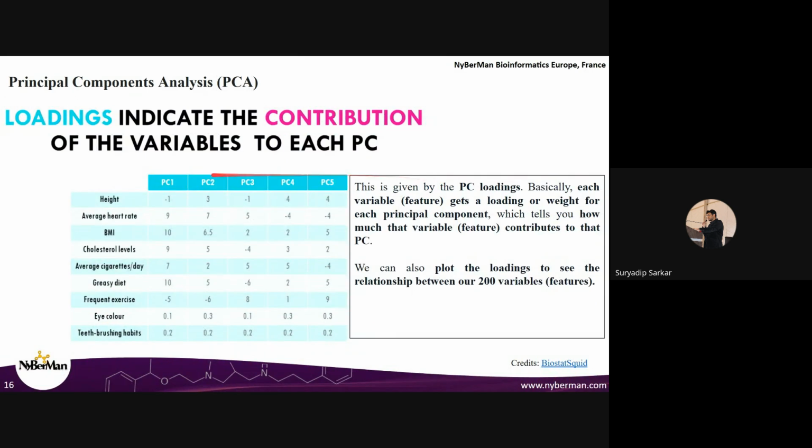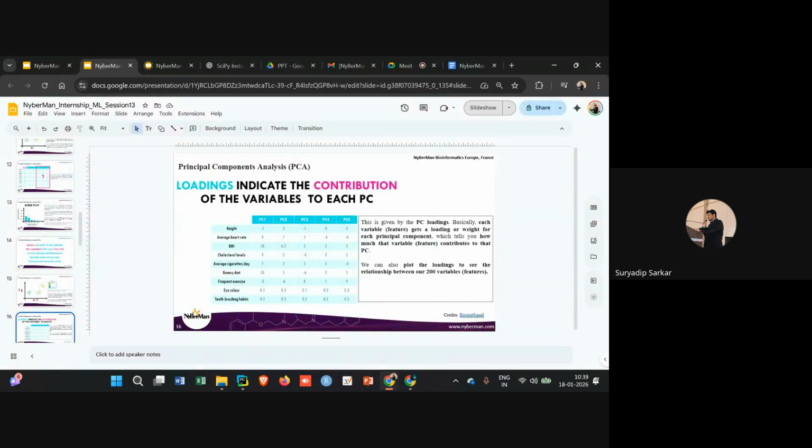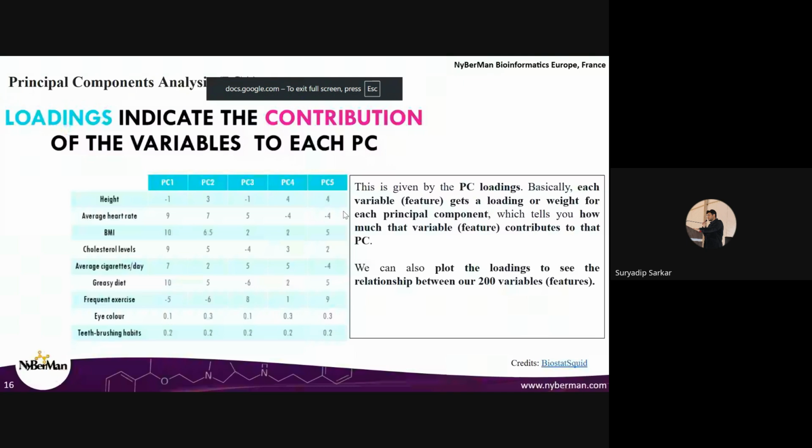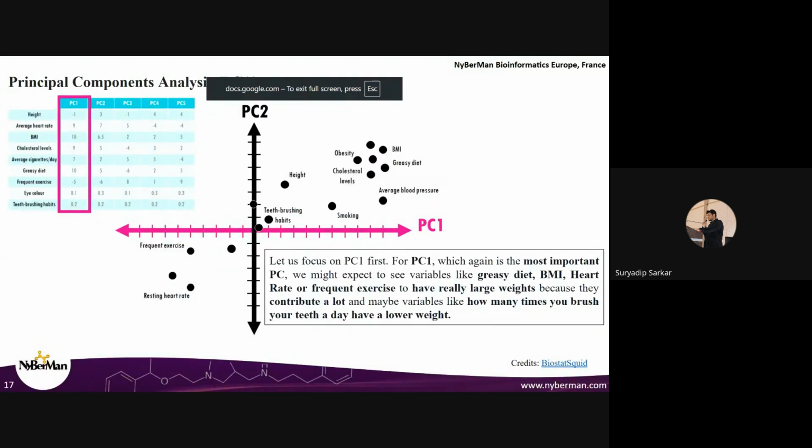So here for PC1, you see for height, the loading is -1. For average heart rate, the loading is 9. For BMI, the loading is 10, and so on and so forth. So loadings are nothing but a number that quantifies how important this feature is towards this principal component. That is what loading is all about. Let me show you how you can interpret this a little bit better.